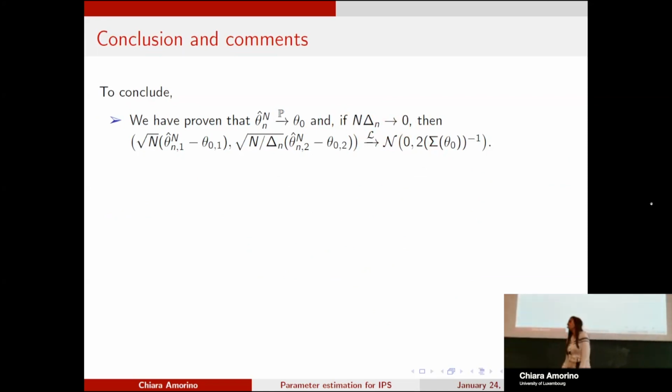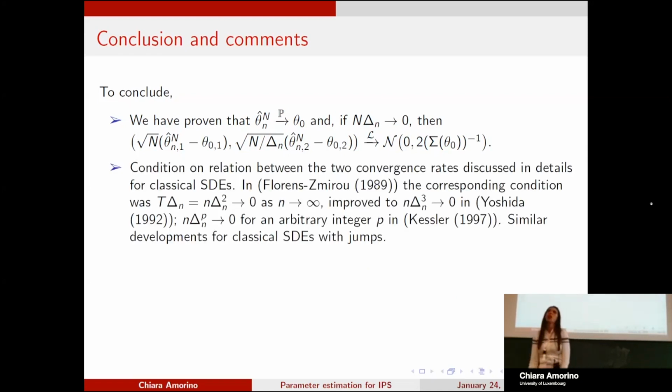And at the beginning, we weren't so happy about it because, I mean, it's still an assumption that you have to add. So, the first question we asked ourselves was, is there an analogous condition for the classical SDE case? The answer is yes. I mean, we have said before that the role played by the time horizon is now played by the number of particles.